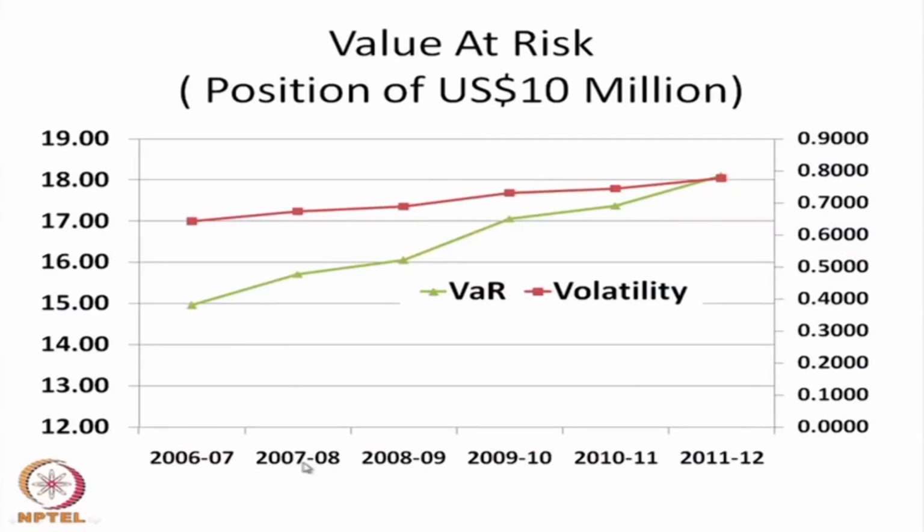The risk here is volatility, and the value here is $10 million. If you have $10 million, how much will you lose if you continue to hold that same position for 1 year? I tried to find the value at risk from 2006-7 to 2011-12, and as I mentioned earlier, the value at risk is based on the 99% confidence and the volatility at present.